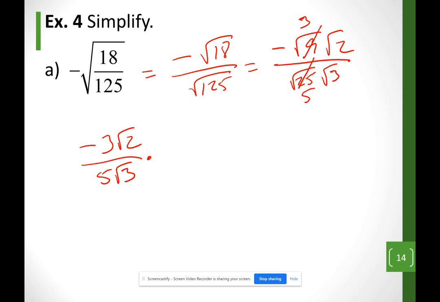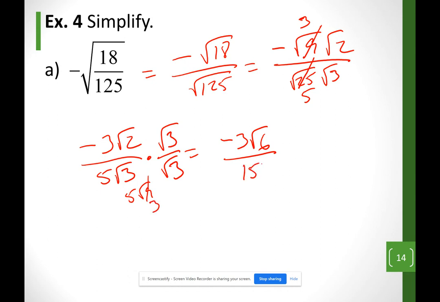I have to get rid of the radical at the bottom. So let me multiply top and bottom by radical 3. I'm interested in getting rid of the radical. So now I have negative 3 radical 6 on top. Here to begin with, this looks like 5 square root of 9, but square root of 9 is 3, so I have a 15 at the bottom.